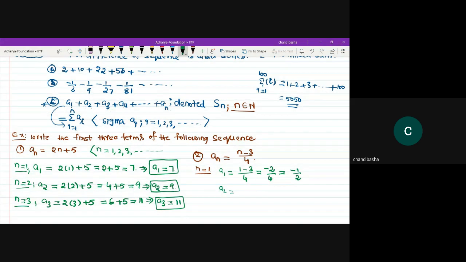Dinesha. Okay, sir. A2 is 2 minus 3 divided by 4. 2 minus 3 means it is minus 1 divided by 4. A3 value, when n is equal to 3, 3 minus 3 divided by 4, this is equal to 0. Clear, guys?